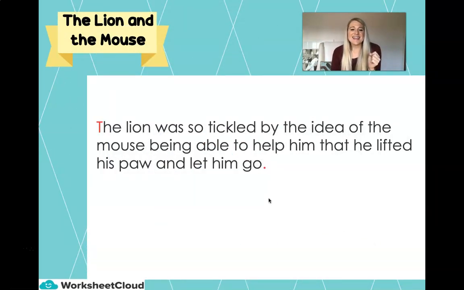Okay. The lion, starting with the capital T, starting with the sentence, capital letter. The lion was so tickled by the idea of the mouse being able to help him that he lifted his paw and let him go. Full stop. So this is quite an easy one. The only punctuation that was missing was starting our sentence with the capital letter and ending our sentence with a full stop. Right. On to the next paragraph.